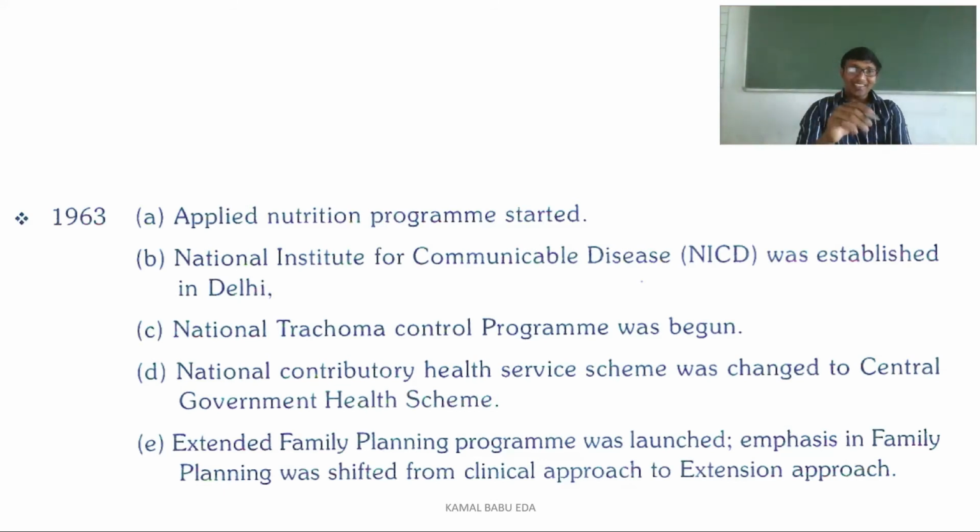And coming to the year 1963. Here they started an applied nutrition program, and the National Institute of Communicable Diseases was established in Delhi. This one is called NICD, and the National Trachoma Control Program was begun in the same year. The National Contributory Health Services Scheme was changed to the Central Government Health Scheme, and the Extended Family Planning Program was launched in the same year, 1963, and emphasis in family planning was shifted from the clinical approach to the extension approach.